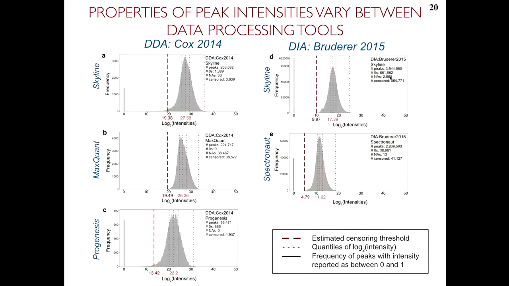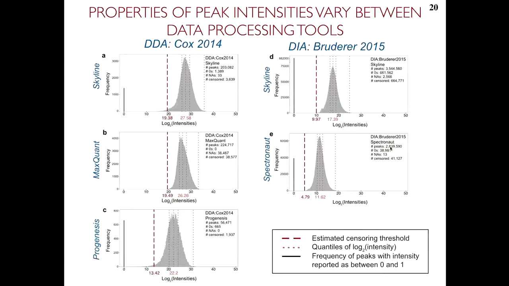There's quite a bit of variation between Skyline and Spectronaut. Skyline has 2,500 missing values. Spectronaut has no missing values. But then Skyline has 600,000 zeros, and Spectronaut has 38,000 zeros, right? And the number of peaks is very different too. This is 600,000, and here it's 2 million.